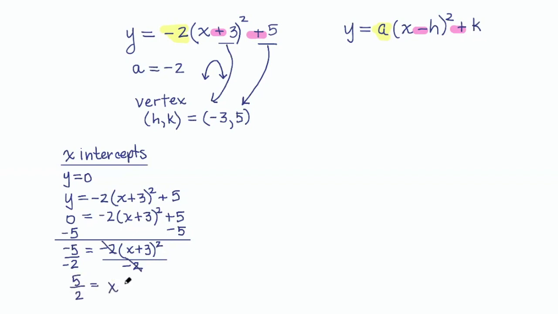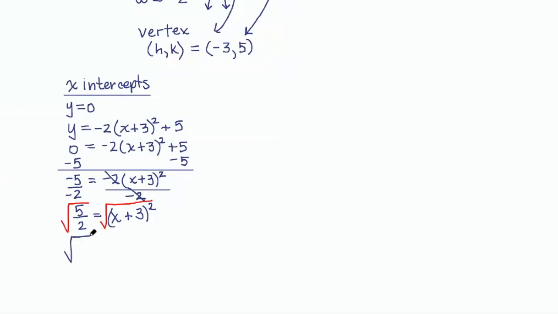I'm left with (x + 3) squared. The inverse operation to get rid of squaring something is to square root it, and I'm left with the square root of 5/2 equals x plus 3. Now, the square root of 5/2 is going to be a decimal, but it is a real value because 5/2 is positive. Positive numbers under square roots are totally okay. I'd have one more step to go here, which is to subtract 3 to get x alone.